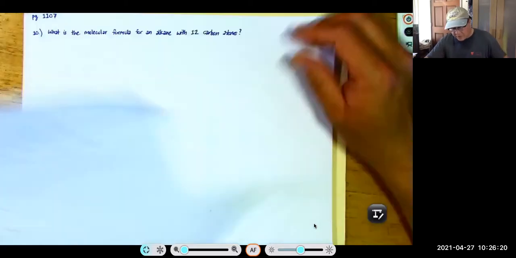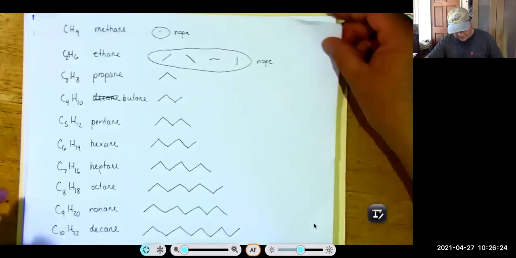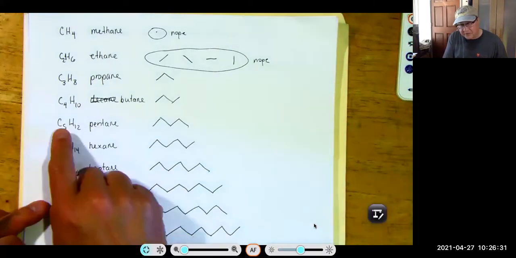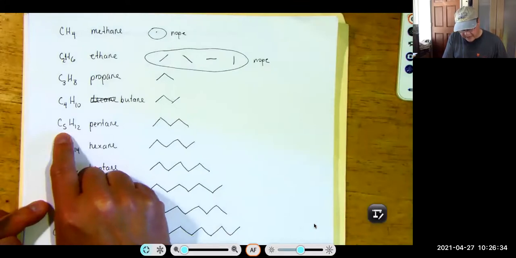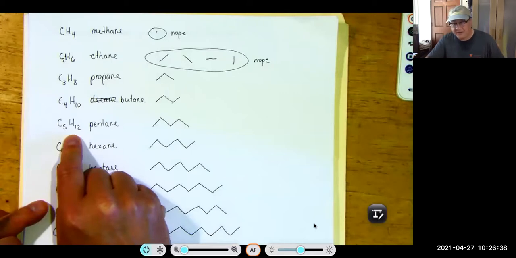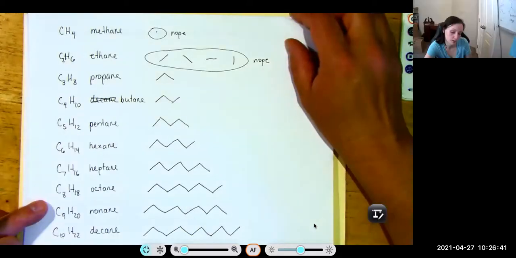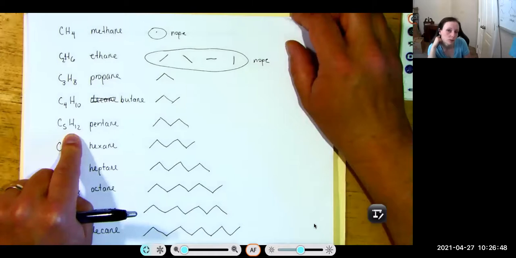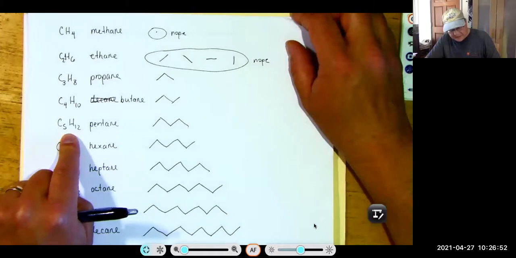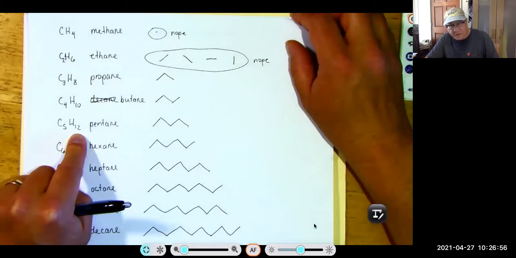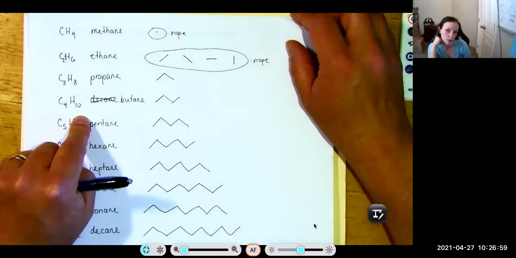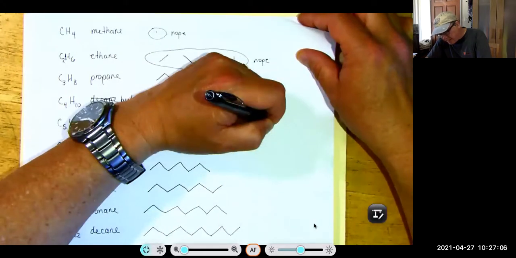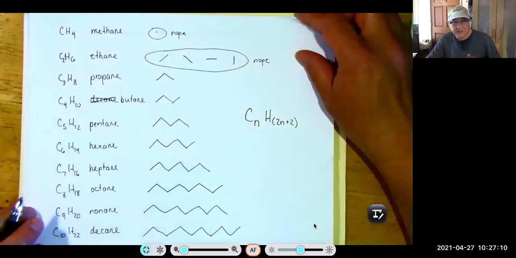Now, what is the molecular formula for an alkane with 12 carbons? Well, let's go back and look at these formulas. If we double the number of carbons, how many hydrogens do we have to add to get to the correct number? Well, I know that for alkanes, the amount of hydrogens is twice the amount of carbons plus 2. Can you see that in the formula? If I double the 5 and add 2, I get 12. If I double the 4 and add 2, I get 10. So our formula is C12H26. So in general, it's CnH2n+2, and that's for any alkane.